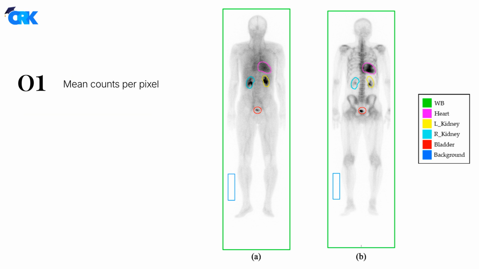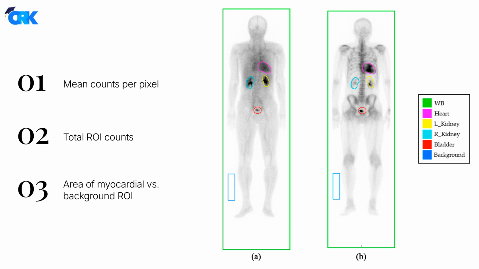Mean counts per pixel, which reflects the average radiotracer concentration within a defined region. Total ROI counts, which sum all pixel values in the region of interest, giving a measure of total tracer accumulation. Area of myocardial versus background ROI, which ensures standardized comparisons across scans.